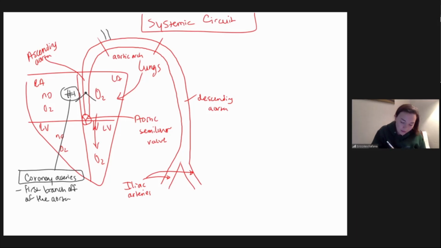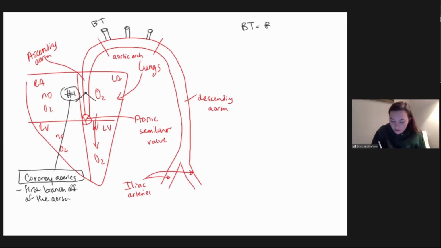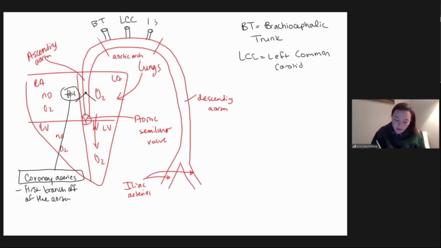Then we have three more. I'm going to erase this. And these are going to be our brachiocephalic trunk, BT, brachiocephalic trunk, LCC, left common carotid, and then our LS, left subclavian.